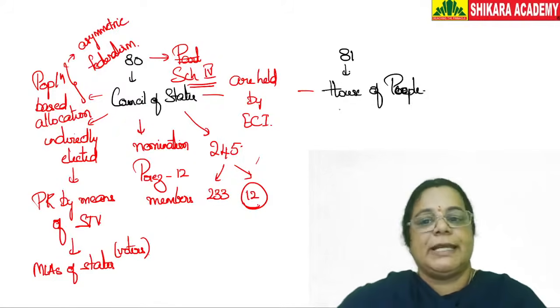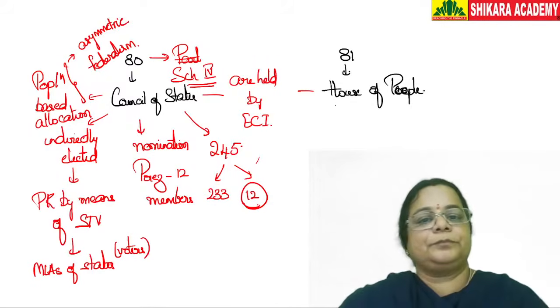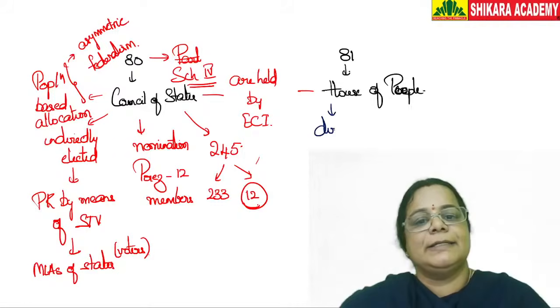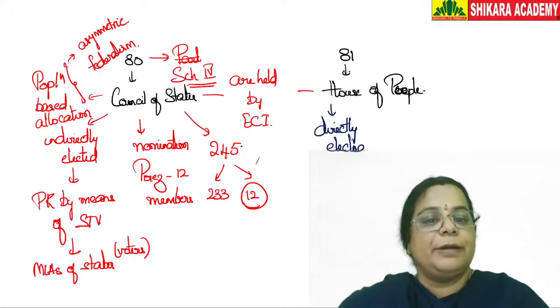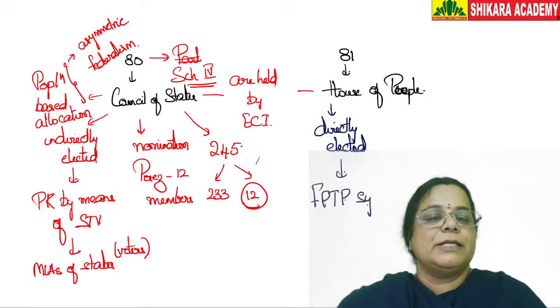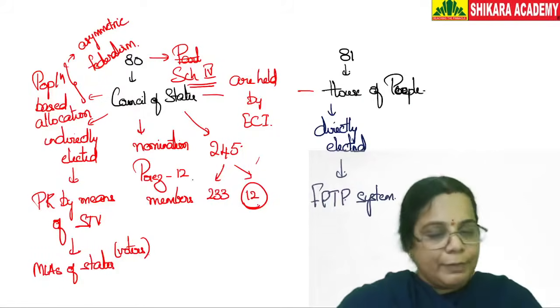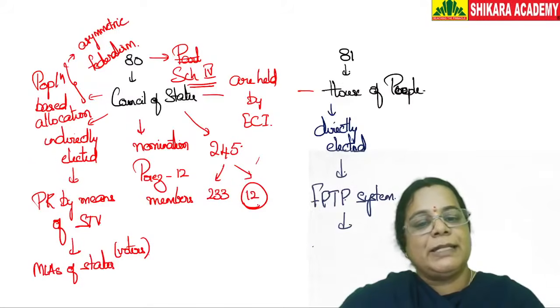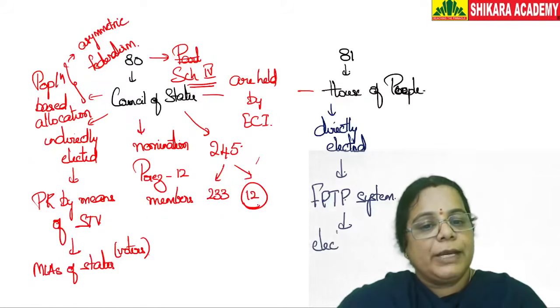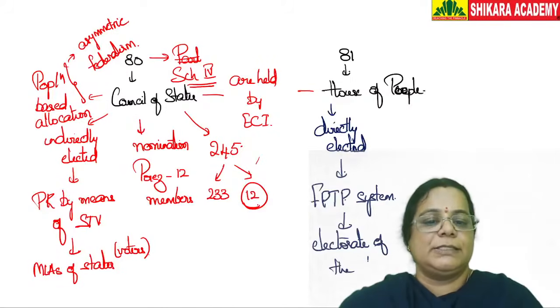Now, what does Article 81 say? It tells us that the House of the People is directly elected through the first past the post system. We call it the first past the post system. Through this system, they are directly elected. Remember that they are elected by the electorate, meaning the voters of the constituency.